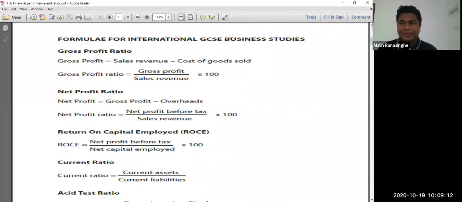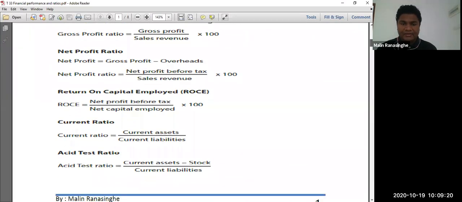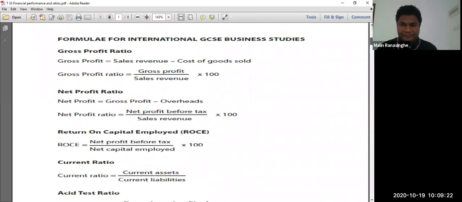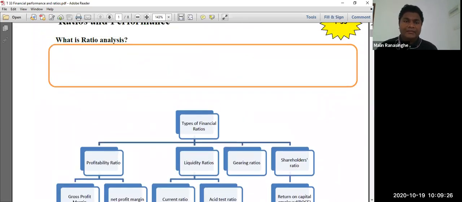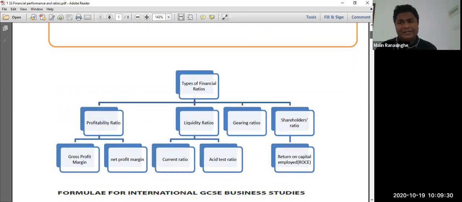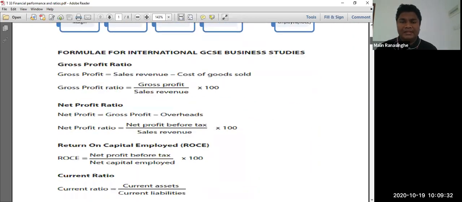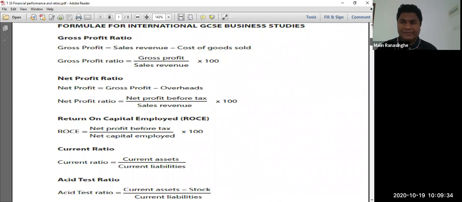Normally, they give the formula sheet with the ratios. You can see gross profit ratio, net profit ratio, operating profit ratio, ROCE, current ratio. They are giving these things. So in the ratio part, you have to understand the main meaning of each ratio and how to calculate it. But there is no need to memorize anything because the formula sheet is normally provided in the business paper.